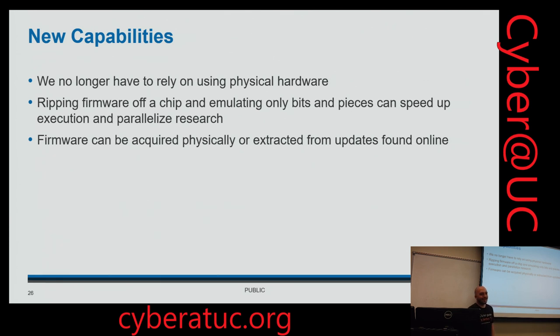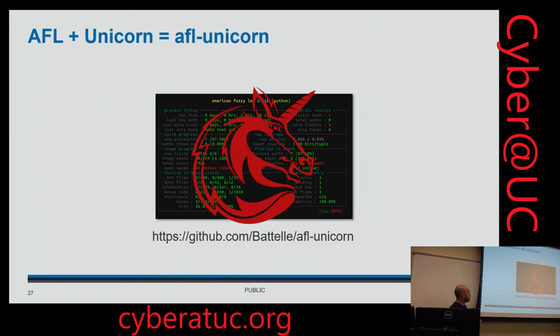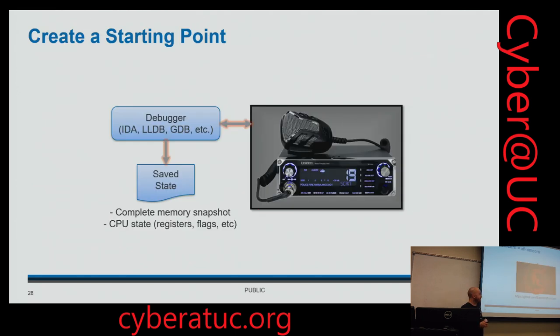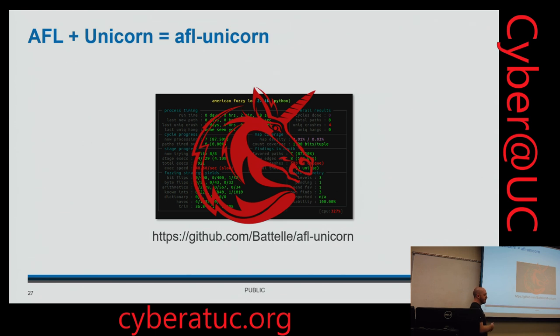All right. So anyway, like I said, Unicorn is a really awesome tool that opens up a lot more possibilities for us. It allows us to only emulate the parts of a binary that we care about. So we combined both AFL and Unicorn together to create another tool called AFL Unicorn, again available on GitHub. AFL Unicorn takes all the best things out of Unicorn and all the best things out of AFL and puts them together. We take code that is hard to reach by a traditional fuzzer, emulate just that code, and then use AFL to generate input directly into that function.